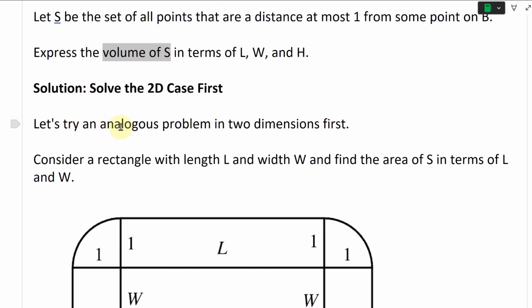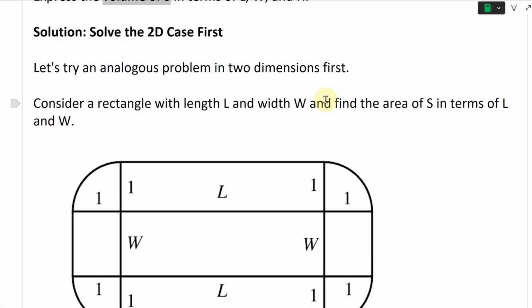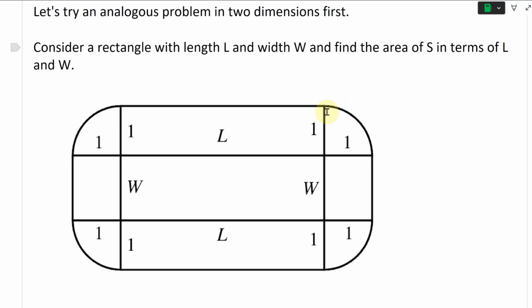So let's try an analogous problem in 2 dimensions first, and then we'll see what we need to do for the 3D case. So consider a rectangle with length L and width W, and find the area of S in terms of L and W. So this would be a rectangle right here. I just copied and pasted this from my calculus book, it's easier to work with right now. And now we're asked for the shape around it. It's going to be at most 1 from any point on the box.